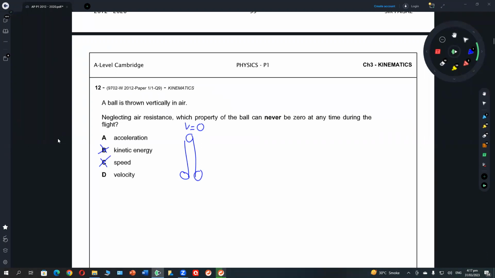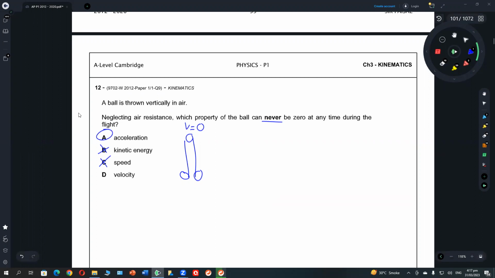So isn't the velocity also zero at the highest point? Right. Velocity is not zero because the object is taking a U-turn. The problem is he's using the word never. When the ball will come down, so acceleration will never be zero. Yes, acceleration will never be zero.